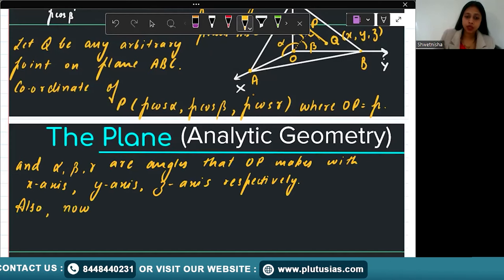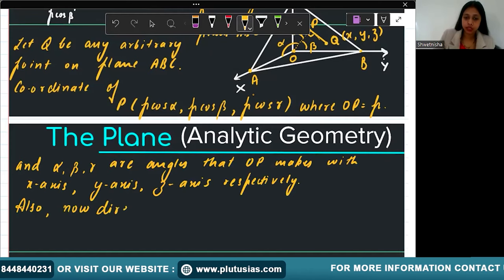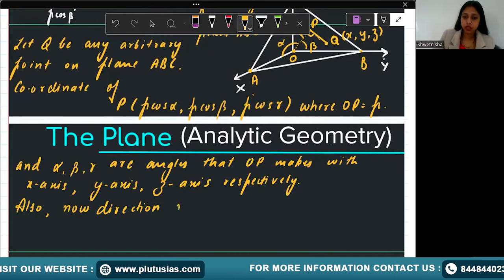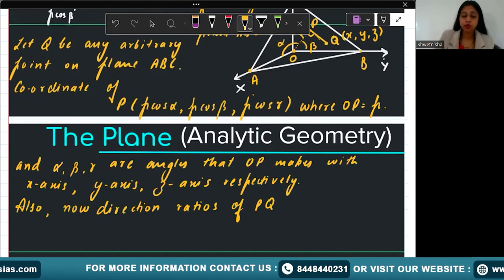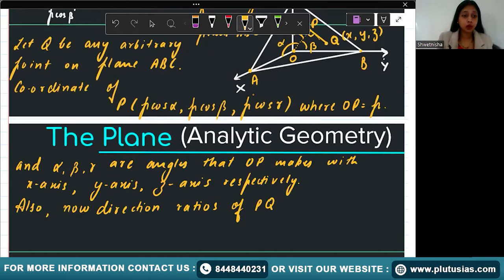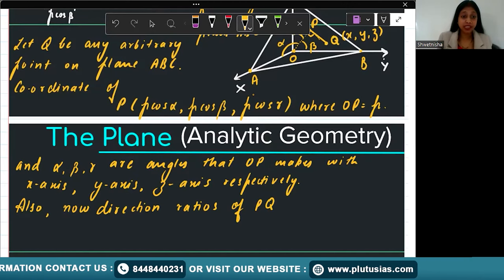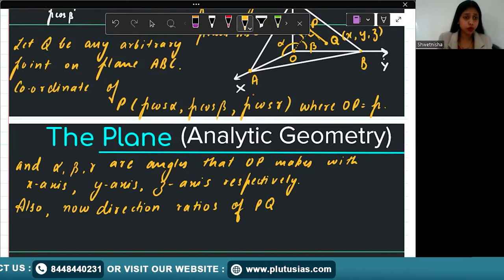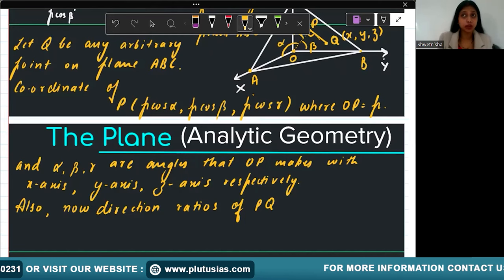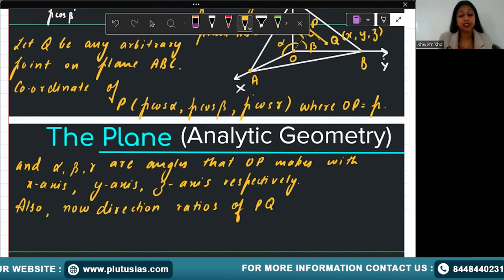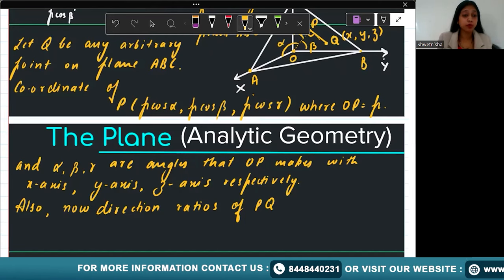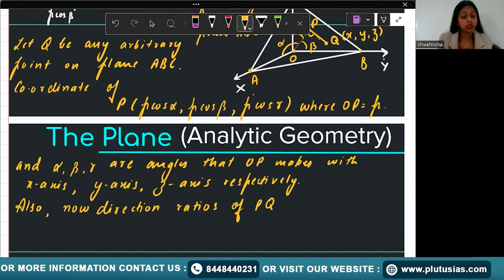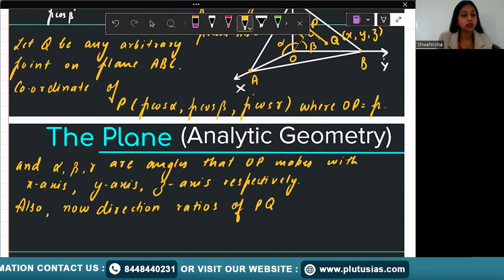Now, what are direction ratios? Direction ratios of PQ. If you think you forgot a few basic concepts, there's nothing to worry about. Obviously you require some prerequisites, but it doesn't mean you should start geometry from the very basic class 11, class 12, and NCERT.